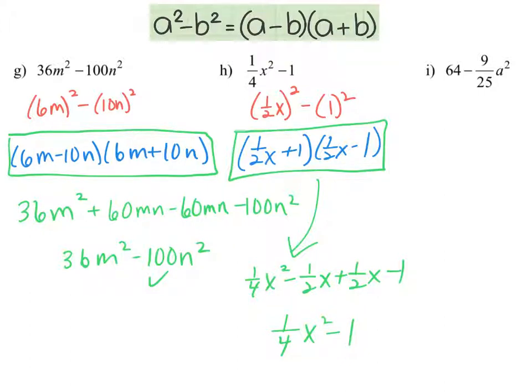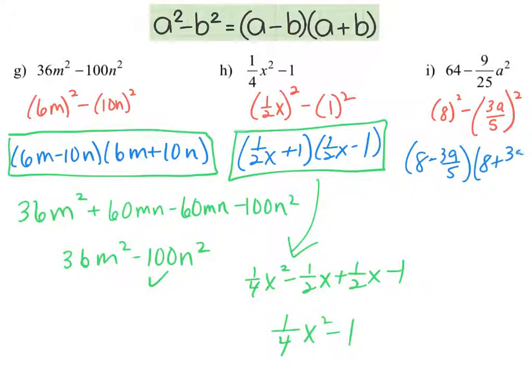Example I, we have 64 minus 9 over 25a squared. This is also in the form of the difference of two squares. 64 is a perfect square. We can write it as 8 to the second power. And 9 over 25a squared is also a perfect square that we can write as the quantity 3a over 5 squared. So the factors will be 8 minus 3a over 5 and 8 plus 3a over 5.